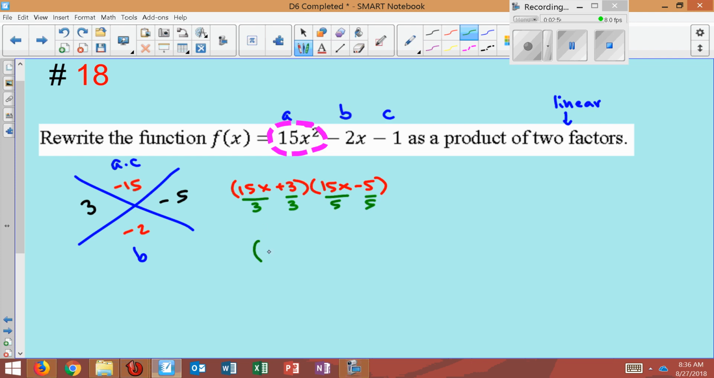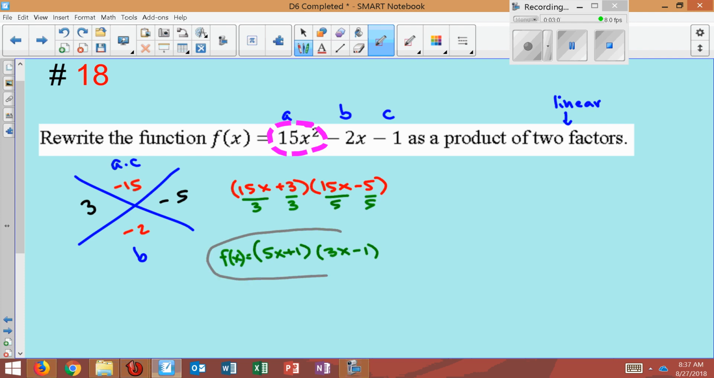Our factors would simplify to be 5x plus 1 and 3x minus 1. These would be our factors, and so we could just say f of x equals, and there it is as a product of two linear factors. It's linear because each x is to the first power. So it's the product, that means multiplication, of two linear factors.